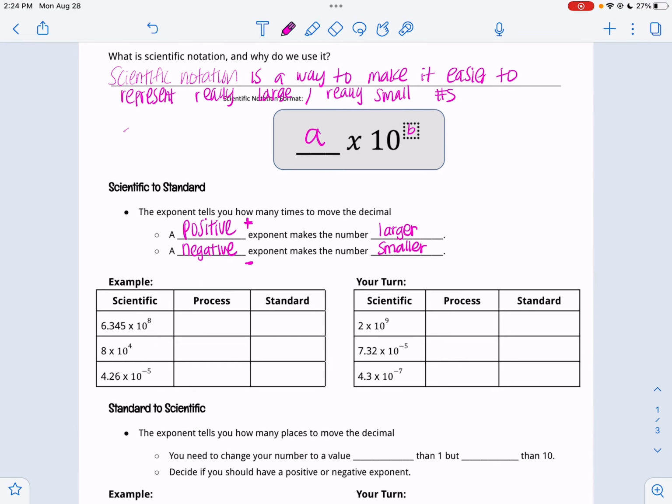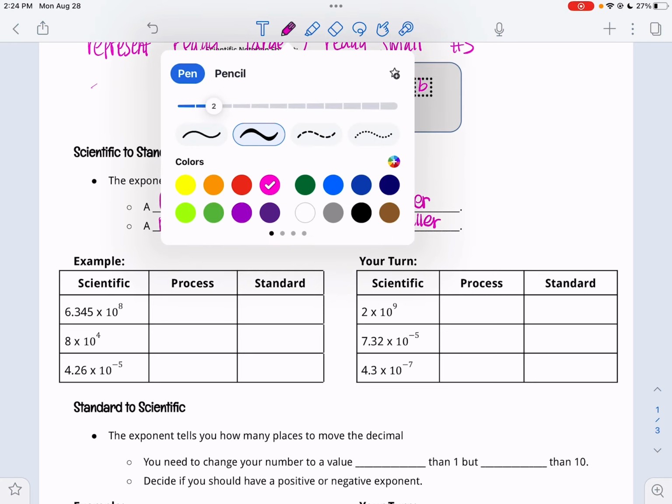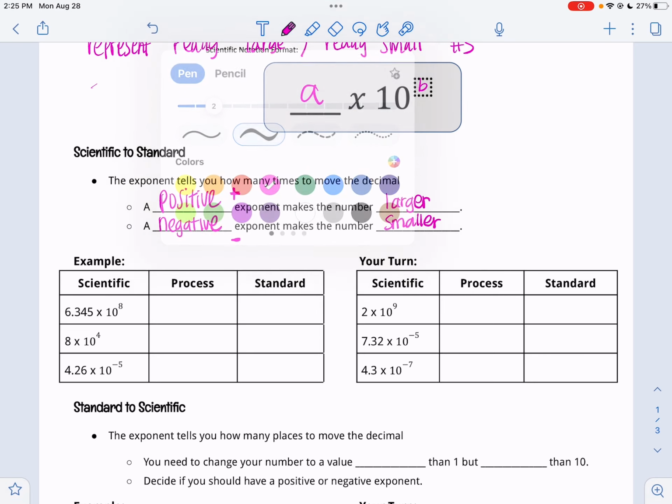Okay, let's go over some examples. I'm gonna ignore this middle column that says process. I'm just gonna go straight to the numbers. So we have a scientific notation here, and then we wanna convert it into standard form. First thing I'm gonna do is notice that exponent. I have a positive exponent. That means the number will be larger than 1. So it would make sense to move the decimal. I'm gonna start from the decimal point and move it 8 times to the right.